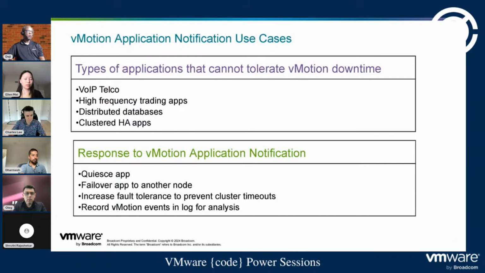Likewise, you can imagine how the other example use cases given here could benefit from the ability to avert vMotion downtime impact. vMotion app notification has been available since vSphere 8.0, so if any of these or similar use cases are applicable to you, consider giving the feature a try.